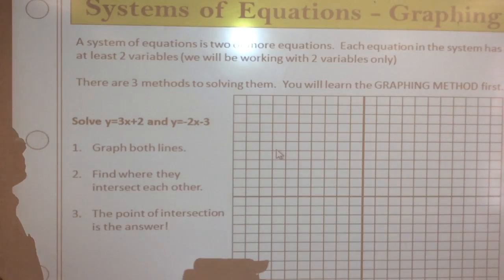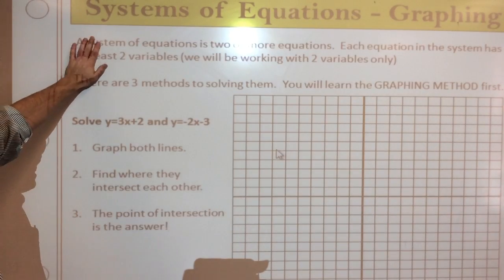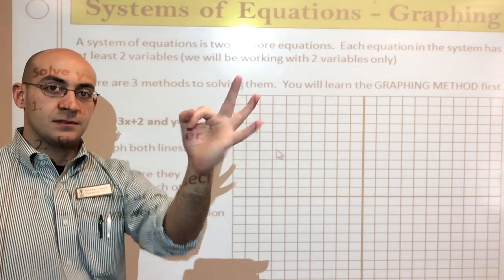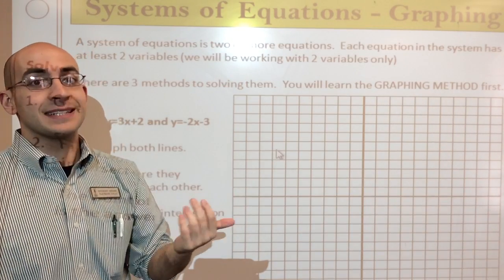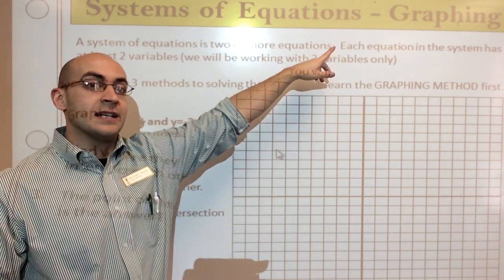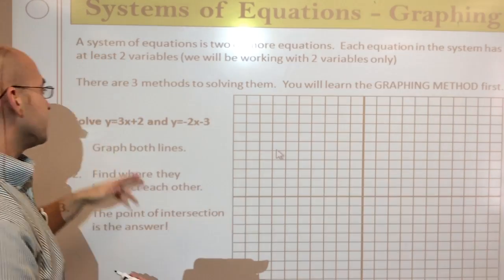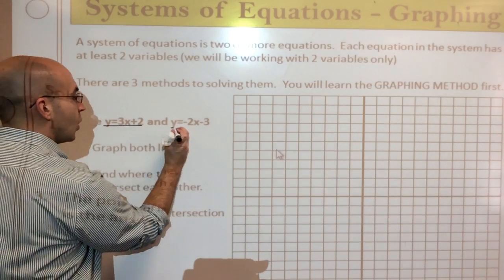So, a system of equations. We've already discussed what it is. Now let's just get into it. There are three ways to solve a system of equations, at least the three I'm going to tell you now. The first one we're going to work on is the graphing method. I like this one because it's very, very visual. It's easy to represent. So I've got two equations here.